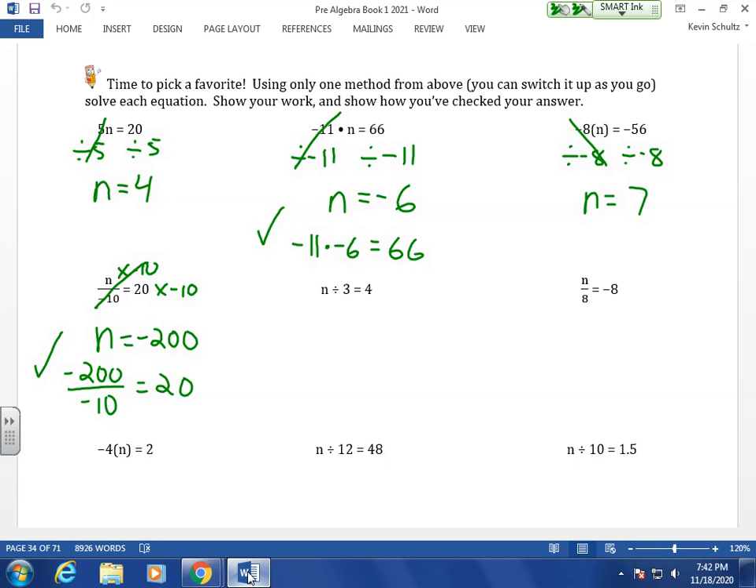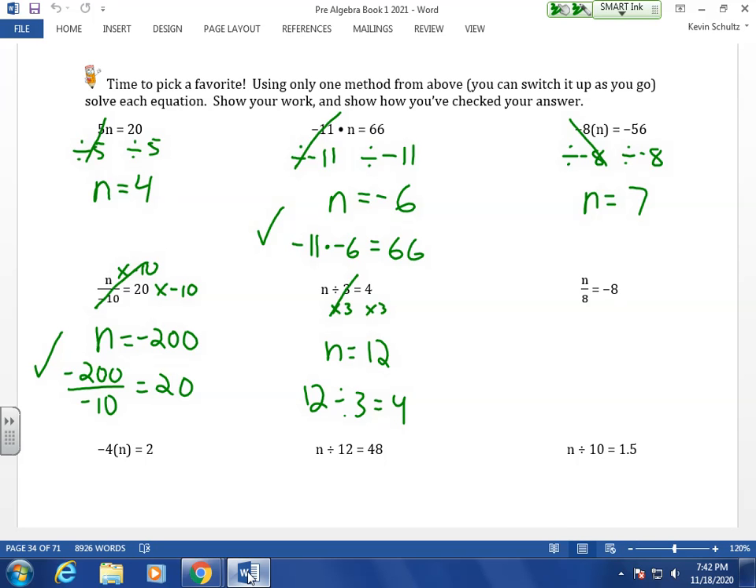Next one, written horizontally. And if the whole fraction thing kind of throws you off a little bit, there's no harm in rewriting your equation horizontally so you can see that division symbol. It's more clear. And the opposite of dividing is multiplying, right? Cancel out. 4 times 3 is 12. Does 12 divided by 3 equal 4? Yes, it does. So we know that we're right.